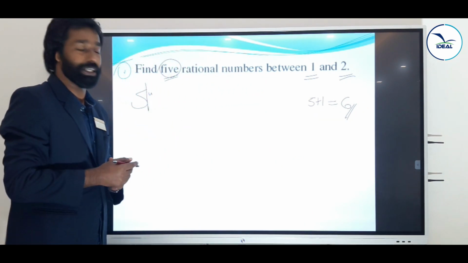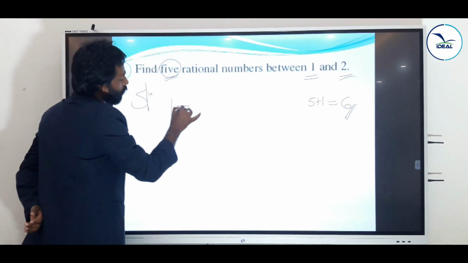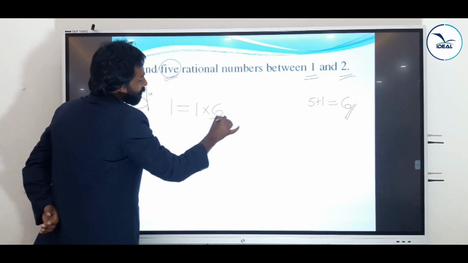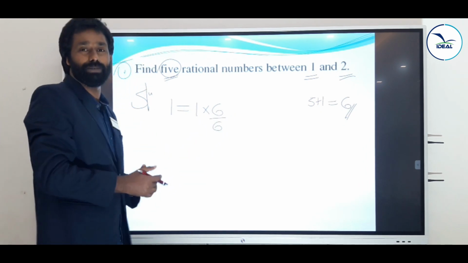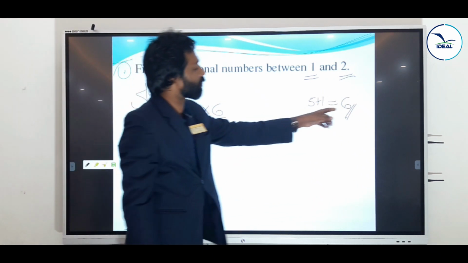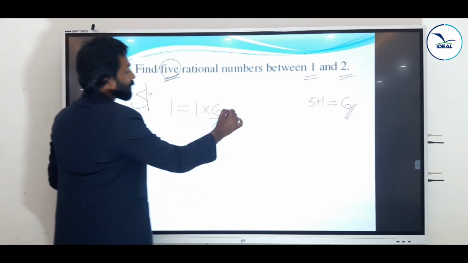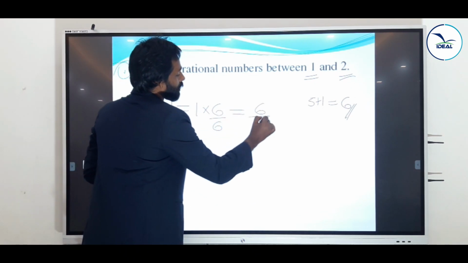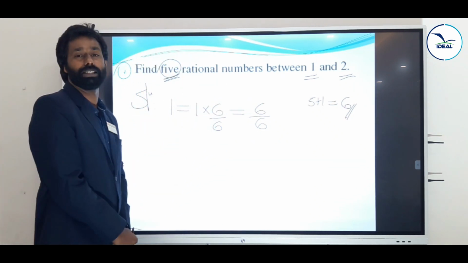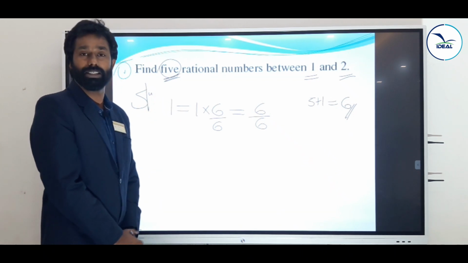So what we have to do is write the first number 1. 1 we can write as 1 into 6 divided by 6. Why 6 divided by 6? Because here we need to find 5 rational numbers, so 5 plus 1 is 6. We have to multiply and divide with the same number, so we get 6 divided by 6. We have changed 1 to 6 by 6. That means 1 we have written in the form of a rational number, 6 by 6.